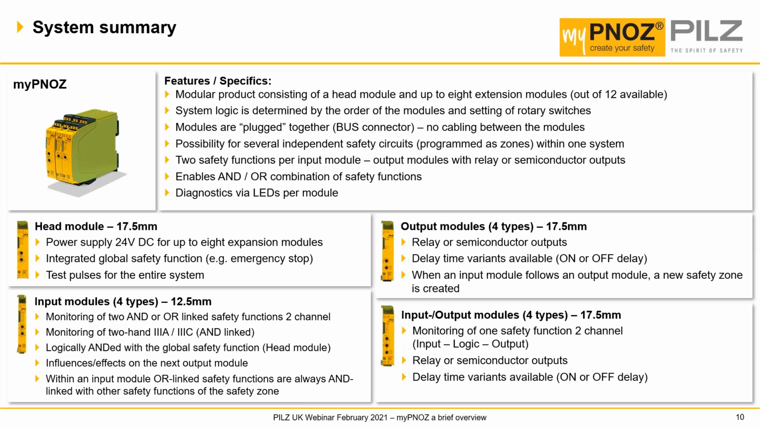There are 4 types of output module, again 17.5mm. Following are relay and semiconductor outputs. They are also programmable to have delay on and delay off timers. When an input module follows an output module, a new safety zone is created. There are also 4 types of combined input and output module, again 17.5mm, and they will monitor and action on the same device. Again, relay and semiconductor outputs are available, and again, programmable with on and off delays.